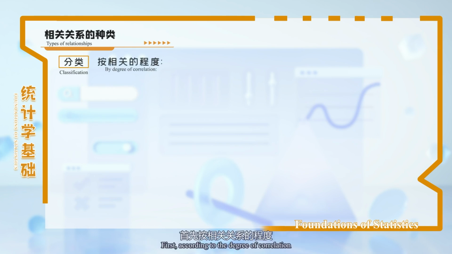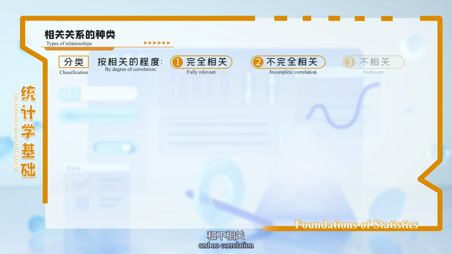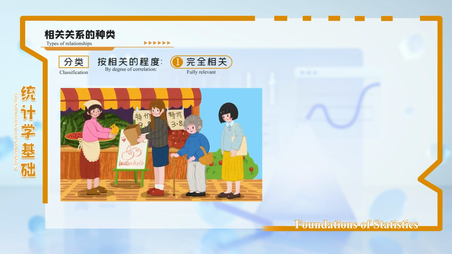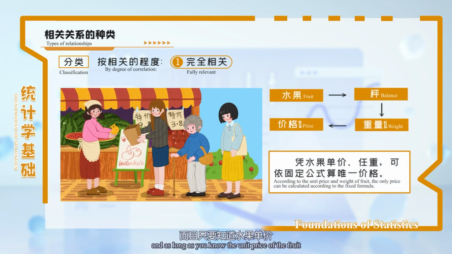First, according to the degree of correlation, it can be divided into perfect correlation, imperfect correlation, and no correlation. First, perfect correlation. Go to the fruit store to buy fruit and put the fruit on the scale. As the variable of fruit weight changes, the variable of price also changes accordingly. And as long as you know the unit price of the fruit, given any weight, the price can be calculated using a fixed formula. This is the functional relationship just mentioned. That's a special relationship, perfect correlation.